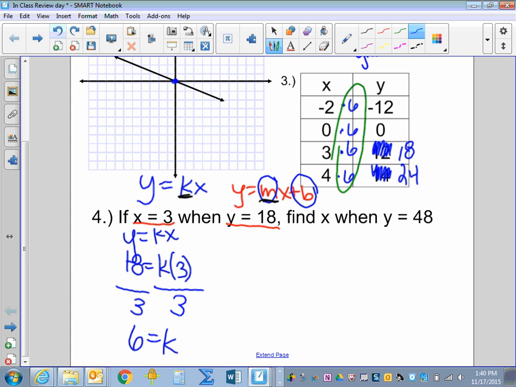Alright, so we have our equation now. We have 6 is k, so I can write my equation. Now that I know k, I can take k and put it in. So Cordell, what do I do with the 6? Huh? What do I do with the 6? We put it in for k!